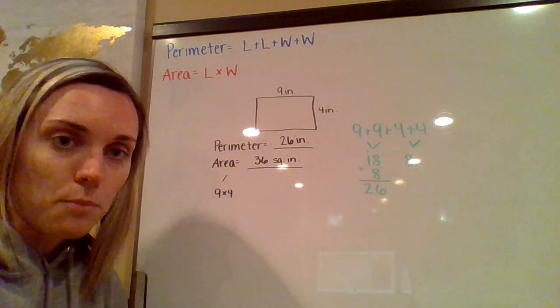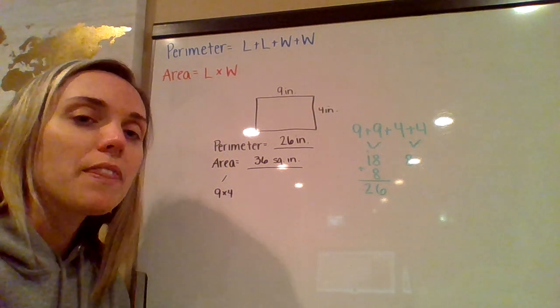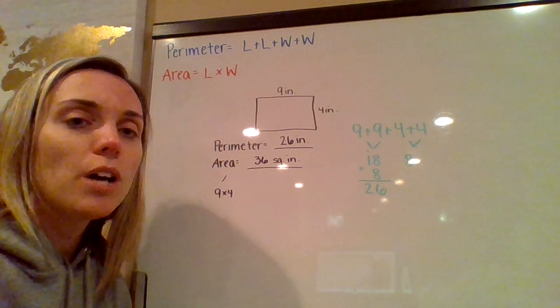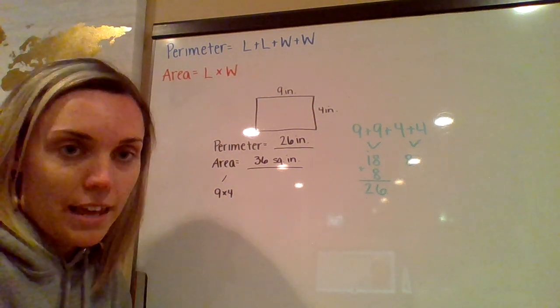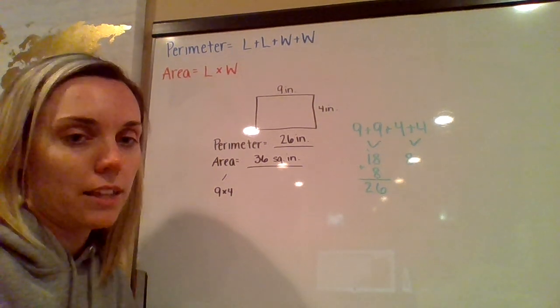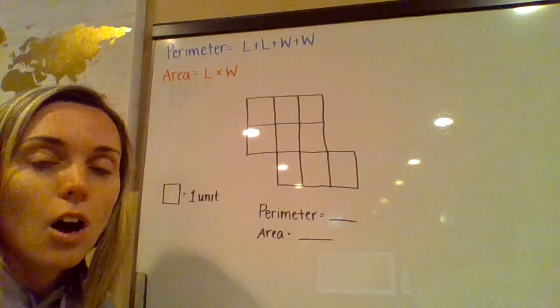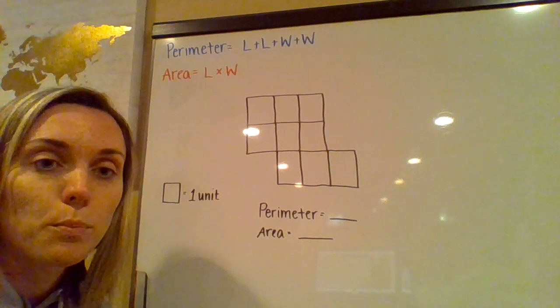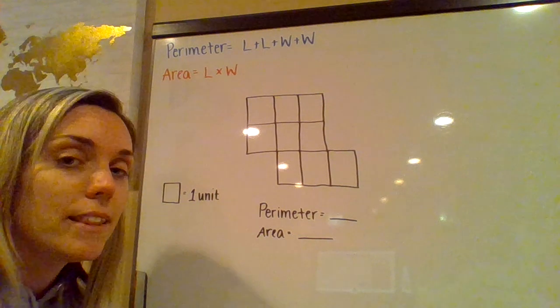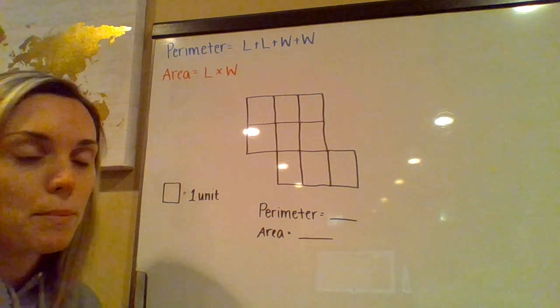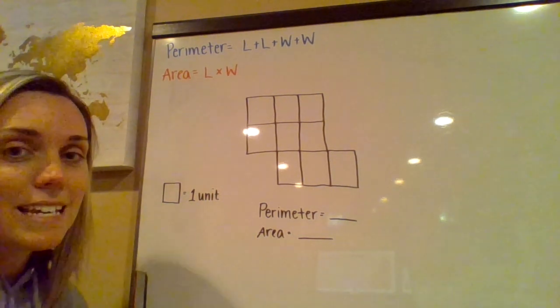Now, in a second, I'm going to show you a problem that's going to come up today, and I want you to understand how to find the area and perimeter for it. So take a look at this. This is going to look like one of the problems that you may see today. In this problem, you have to find the area and perimeter. Each box equals 1 unit.